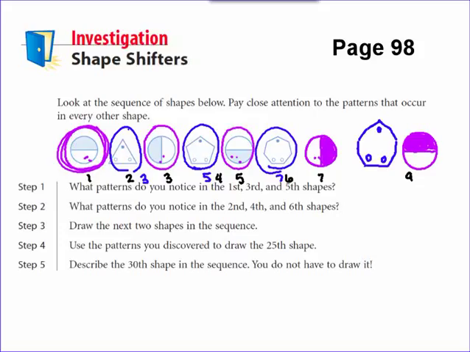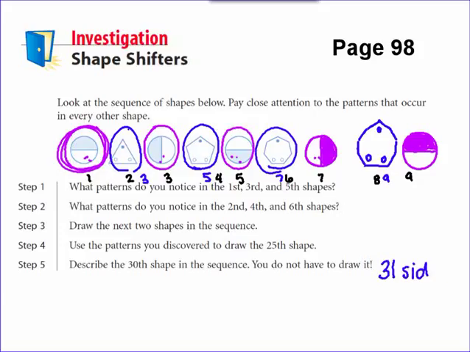And that says describe the 30th shape in the sequence. You do not have to draw it. So let's compare those numbers real quick. Notice I have numbers in black and I have numbers in blue. So the second shape had 3 sides. The 4th shape had 5 sides. The 6th shape had 7 sides. The 8th shape had how many sides? 9. So how many sides will the 30th shape have? 31. So it's going to have 31 sides.